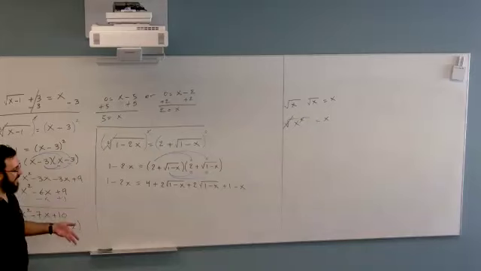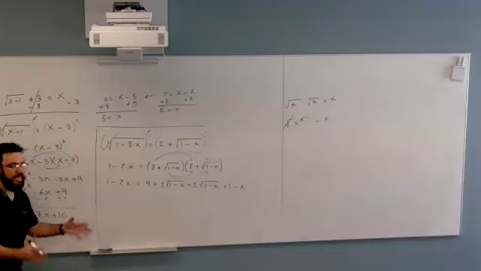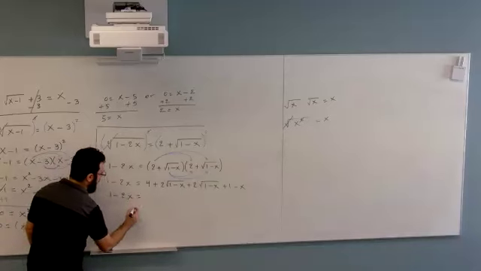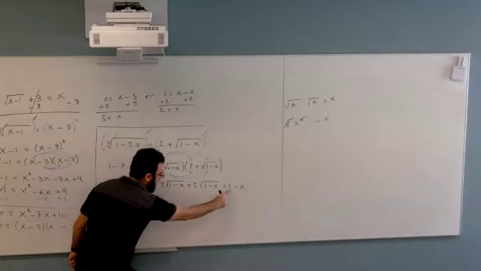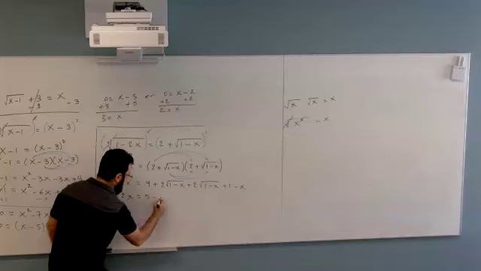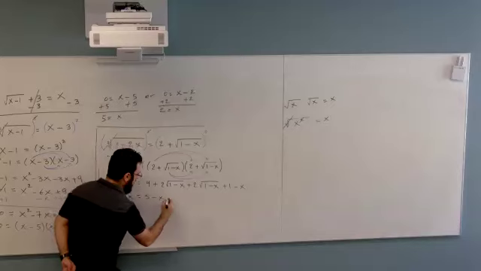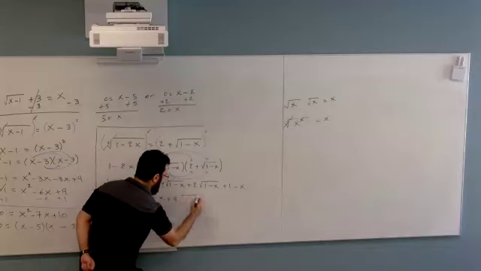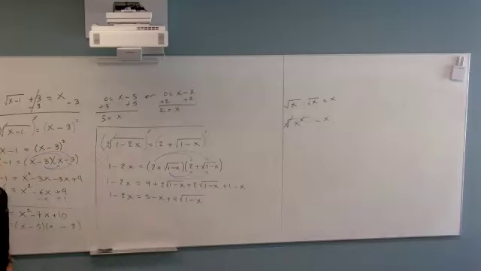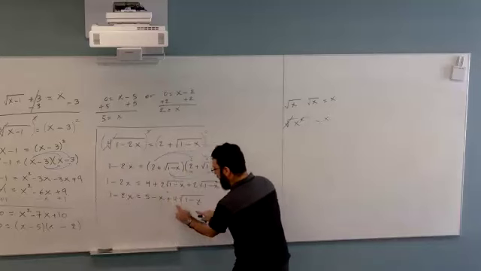Now, what's the next step? Combine like terms. Where are the like terms? 1 minus 2x equals 4 with the 1, 5 minus x. I'm going to bring the x here. 2 plus 2, 4, and here's the radical. Is that okay? These two radicals became 4.